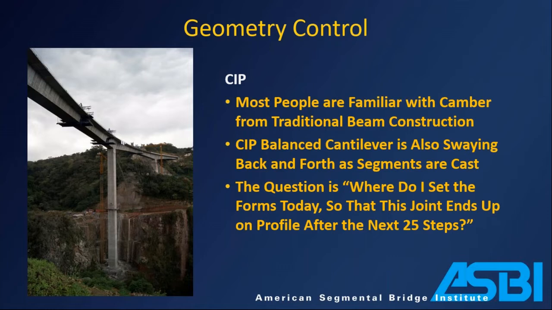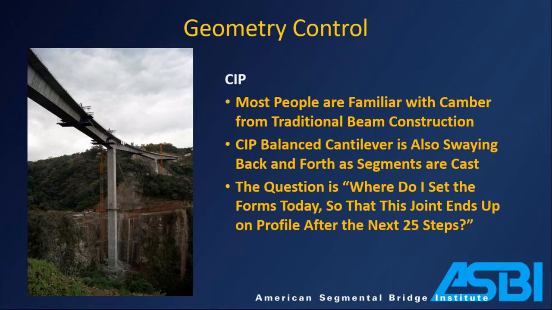So in cast in place, this is a bit of an extreme example, but this is a cast in place balanced cantilever on a very tall column. And just intuitively, you can look at this and appreciate that when I pour tons of concrete on one side, it's going to lean over, right? And then I go back and pour concrete on the other side, it's going to lean back the other way. That's what I mean about a moving target, is that in a lot of cast in place construction, things are moving around as you are casting the concrete.